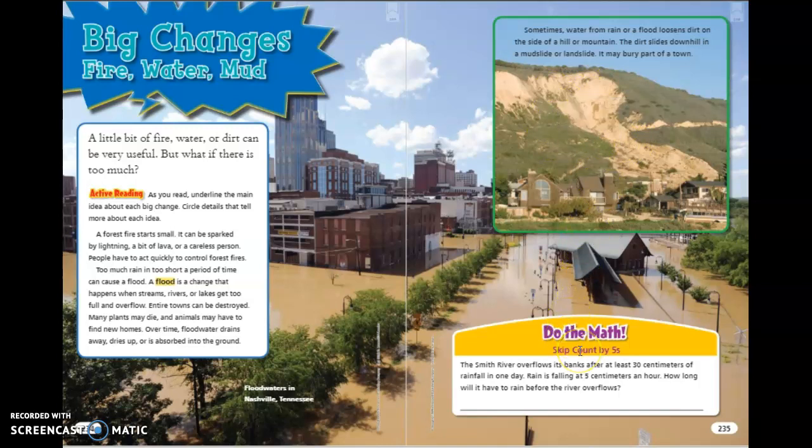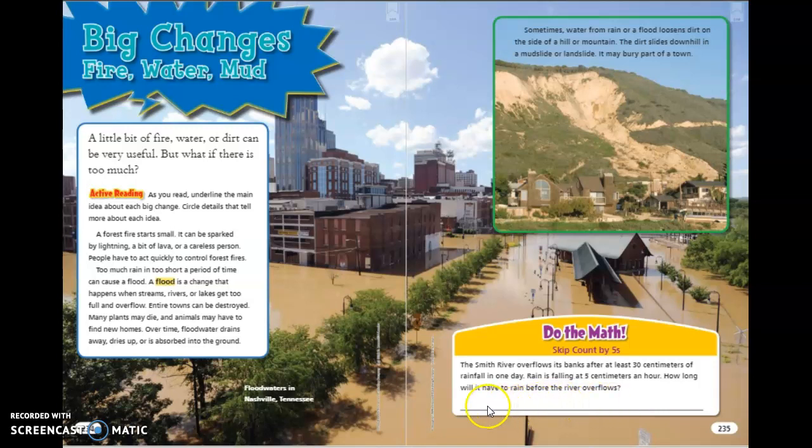Do the math. Skip count by 5. The Smith River overflows its banks after at least 30 centimeters of rainfall in one day. Rain is falling at 5 centimeters an hour. How long will it have to rain before the river overflows? So if you started counting by 5 up until 30, remember it's 5 for every hour. Pause the video and figure out how many times you need to count by 5s.